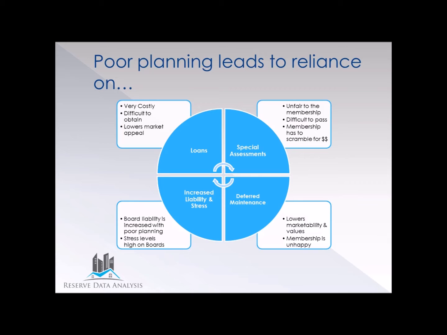If a person with a good job and a good savings goes into a bank and asks for a loan, much easier. But again, an HOA, a condominium, which has a lot of money in the bank, is probably not going into the bank to get a loan because it's extremely costly. And lastly, it also lowers the market appeal.